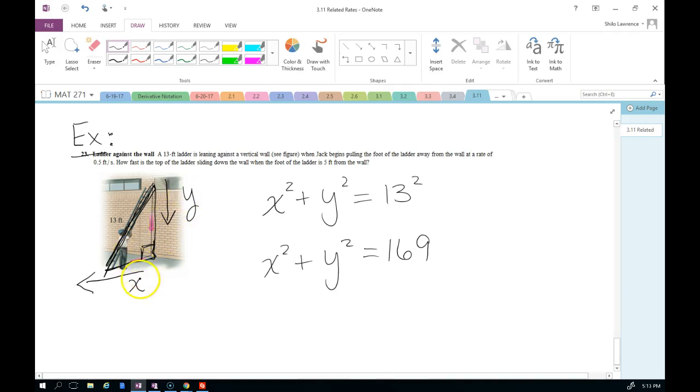So based on what I've labeled, I'm going to go back into my problem now and label some of these numbers. So a 13-foot ladder, we've already used our 13, is leaning against a vertical wall when Jack begins pulling the foot of the ladder away from the wall. So he's pulling the foot of the ladder away from the wall. That means the x distance is getting larger by 0.5 feet per second. That is dx/dt. I know it because it says rate and it's per second. So dx/dt equals 0.5 feet per second.